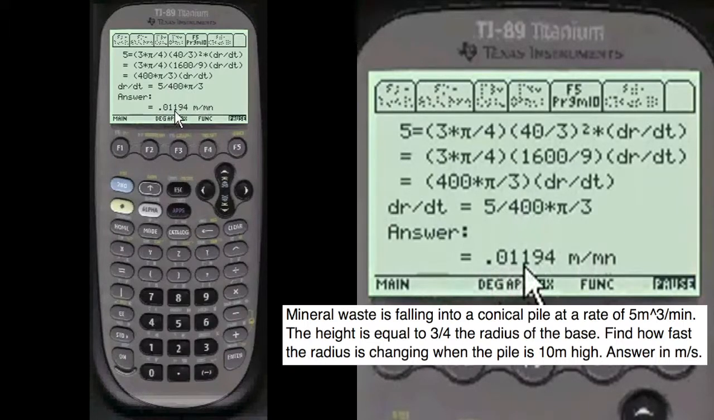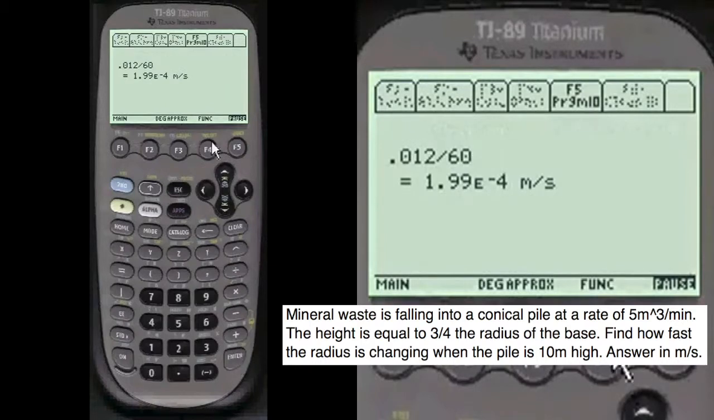The answer is 0.01194. Now let's see. You'll notice that the guy, or gal, had this correct answer, meters per minute, but the book says it was for seconds. So anyways, that would be this divided by 60 per second, so the real answer is 1.2, basically 2 times 10 to the minus 4 meters per second.